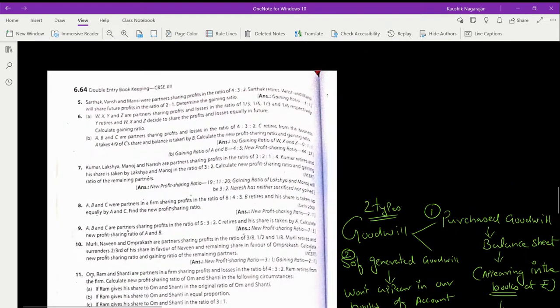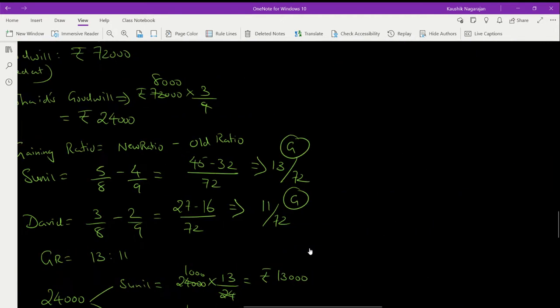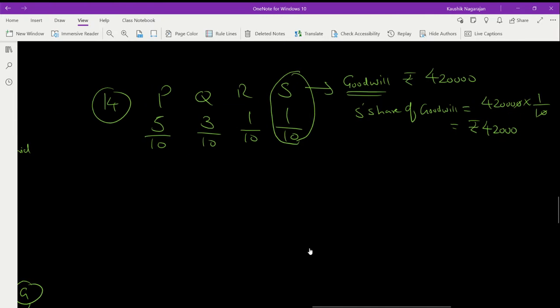Now, what is the new profit sharing ratio after the retirement of partner S? P, Q, R are going to share it 4 is to 3 is to 3. So the new profit sharing ratio is given for us according to this problem. Without the NPSR, the sum cannot be proceeded further. So NPSR between P, Q, and R is given as 4 is to 3 is to 3. That means 4 by 10, 3 by 10, and 3 by 10. So this is step 1, and step 1 is over.